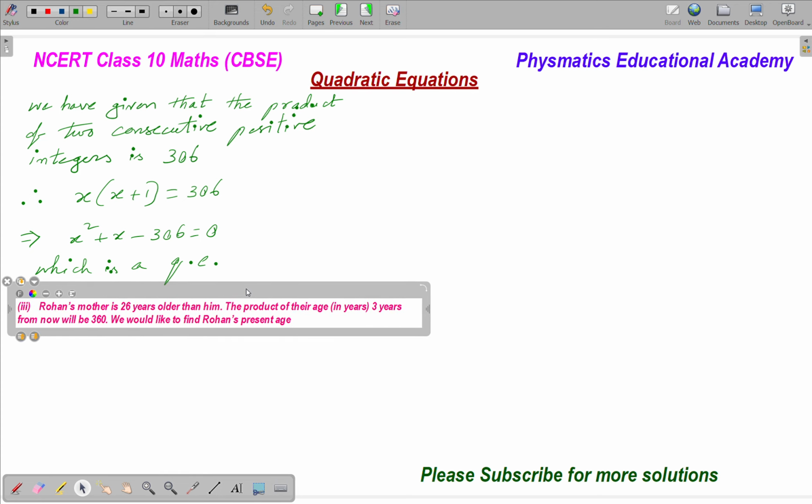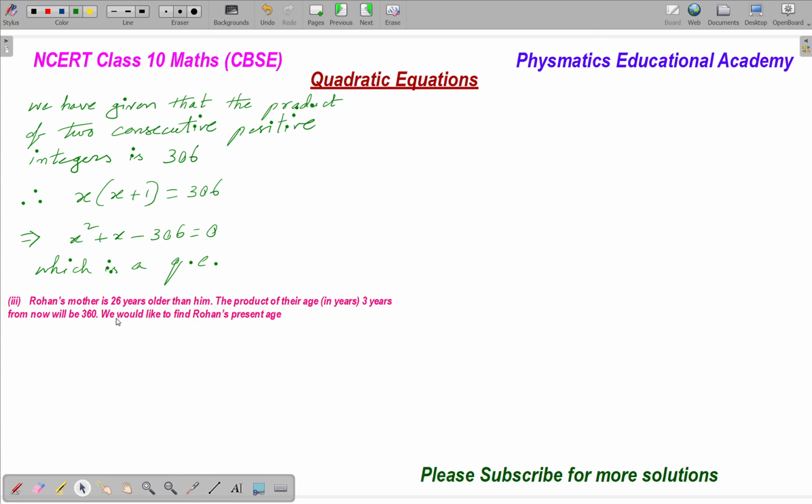Here is the question. Rohan's mother is 26 years older than him. The product of their ages in years 3 years from now will be 360. We would like to find out Rohan's present age. So now coming to the solution.